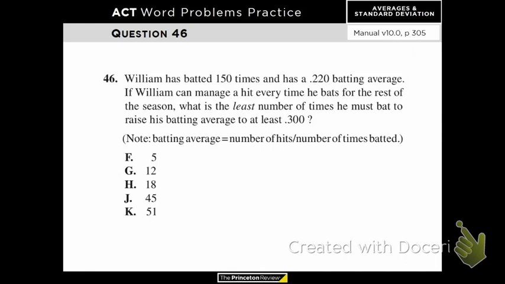Okay, so with this one, I just did plugging in the answers. When it says what's the least number of times he must bat, that means you start with the least and then go from there to see the first one that works. So I tried each option. If he only bats 5 more times. First I need to figure out how many hits he's gotten out of those 150 if he has a .22 batting average. So I started by taking 150 times .22, and that gives me 33. So right now he has 33 hits out of those 150 times that he's batted.